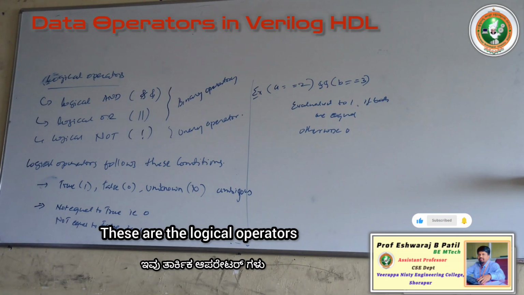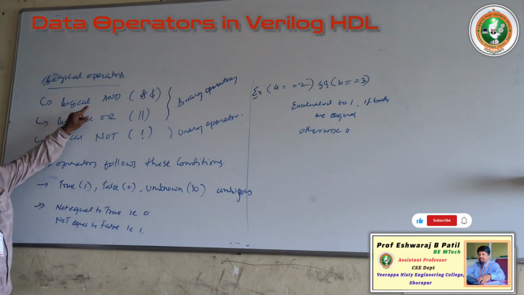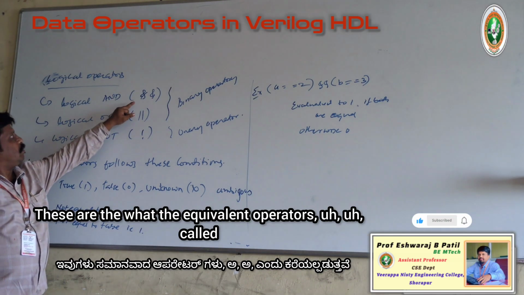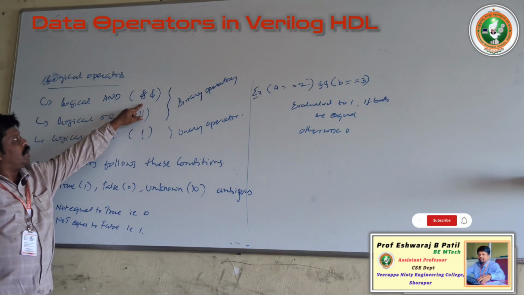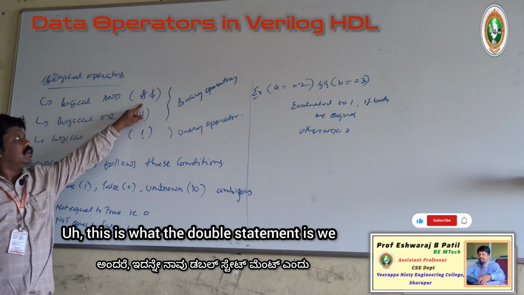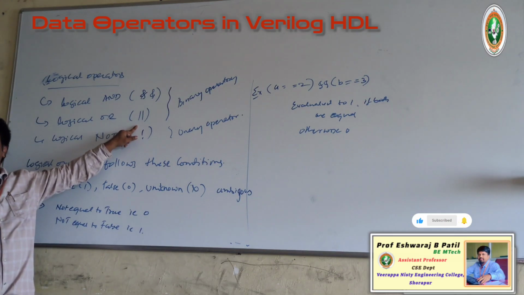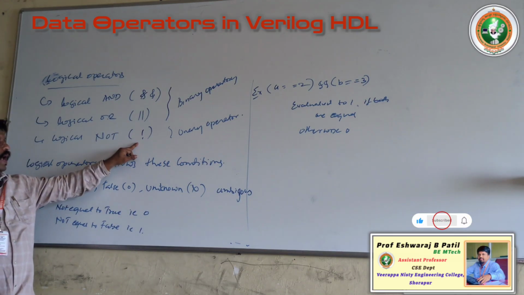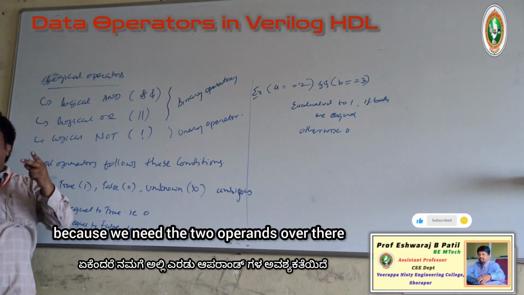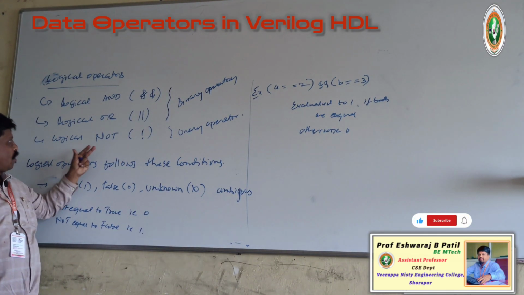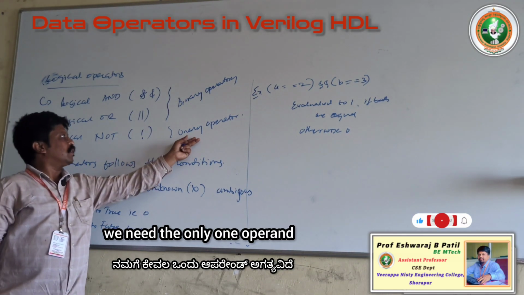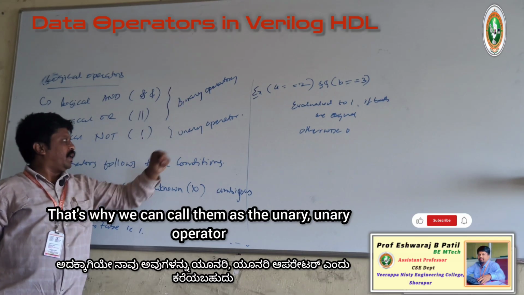Okay, these are the logical operators. We have three types of logical operators: logical AND, logical OR, and logical NOT. These are called binary operators because we need two operands for this operation. For the logical NOT operation, we need only one operand. That is what we call the unary operator.